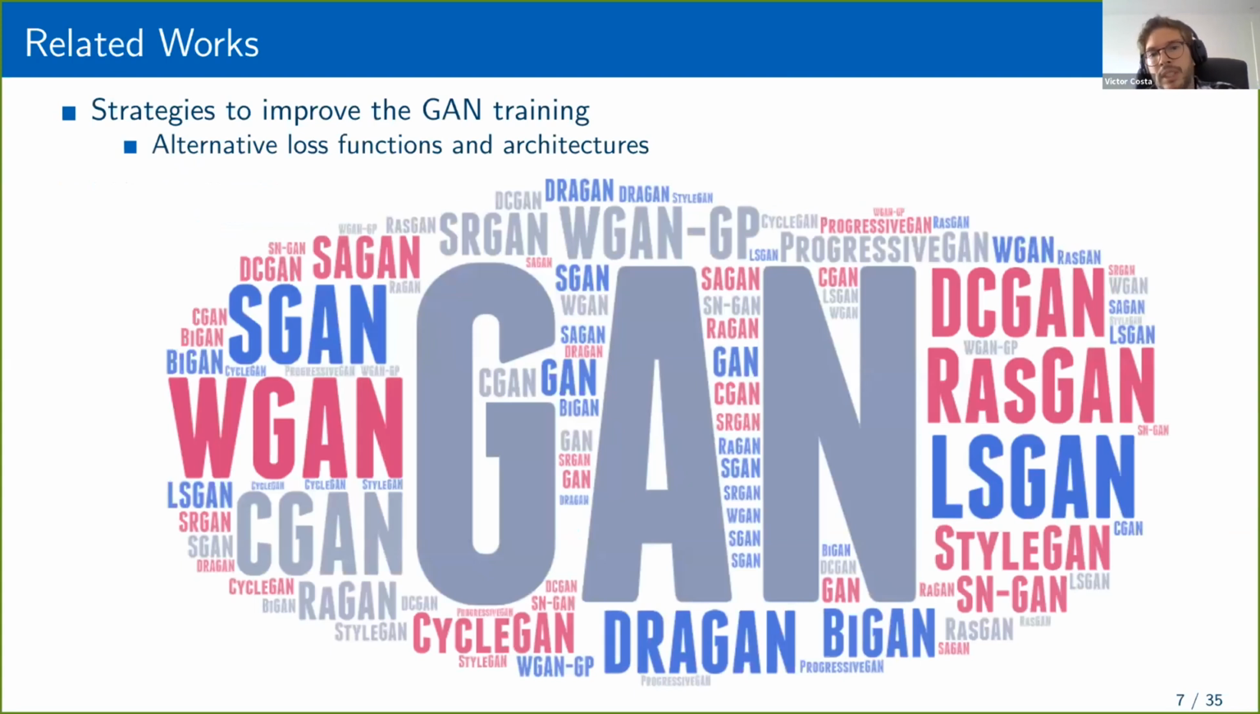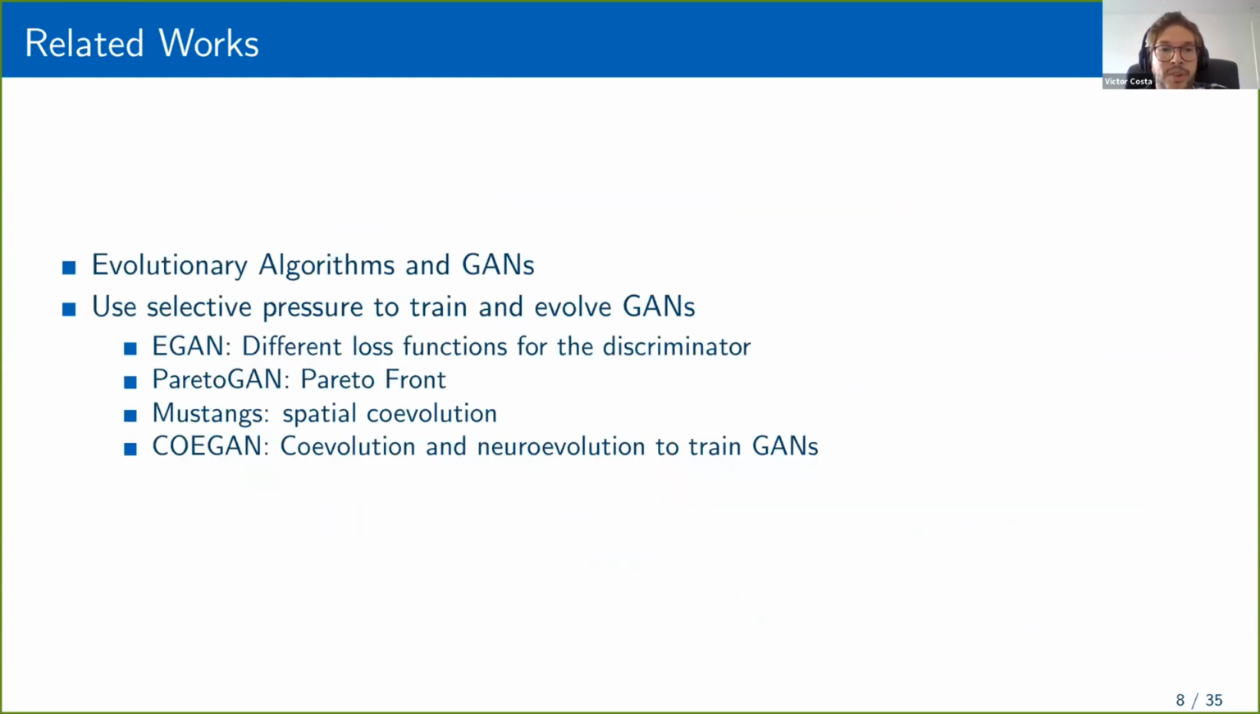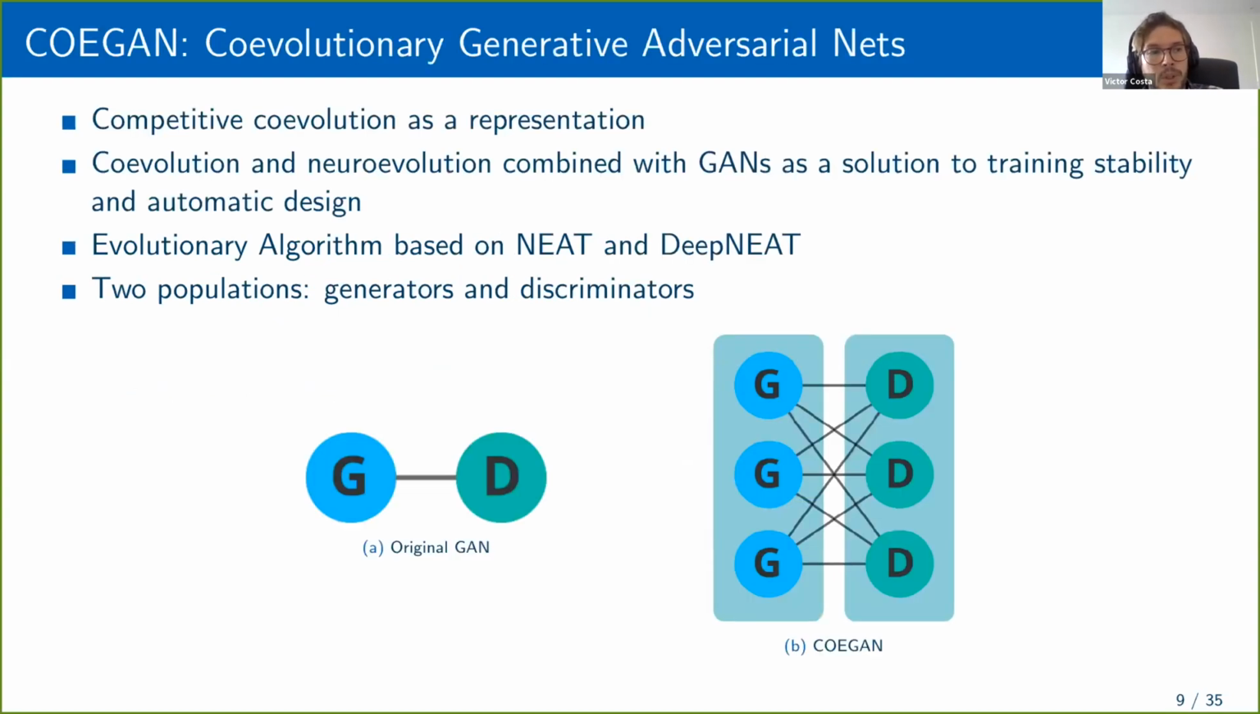So to avoid these stability issues, several improvements were proposed for GANs. One of these improvements focused on alternative loss functions like WGAN, LSGAN, and HingeGAN. Other alternatives were proposed to set some best practices for the architecture of discriminators and generators, like in DCGAN. And we also have the use of evolutionary algorithms to drive the training and evolution of GANs. These algorithms use selective pressure to train and evolve GANs. We have some in the literature, like E-GAN, Pareto GAN, Mustangs, and COEGAN, that is a proposal made by us in the past. So I will talk a little bit more about this proposal.